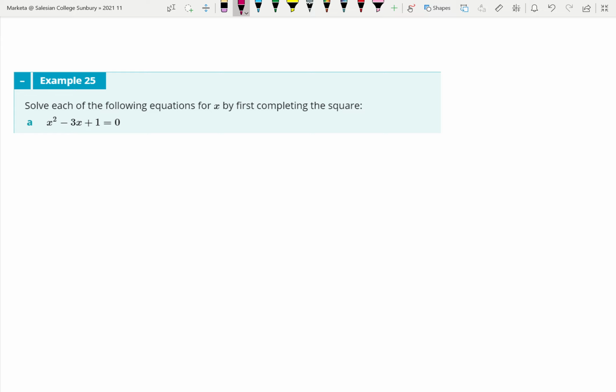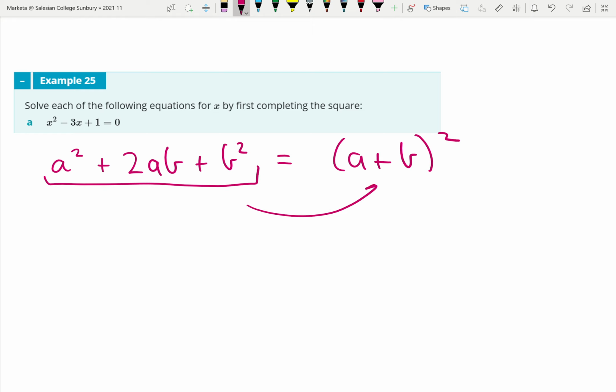bit of revision. I will first tell you what I mean by the square, and it's that thing where you've got a squared plus 2ab plus b squared equals a plus b all squared. So the whole idea is you want to get this so that you can factorize it like that. And of course this could be a minus, and it's going to be a minus in the first example we'll do. So the whole idea of completing the square is you are getting this last term, so that you can put it in this form.